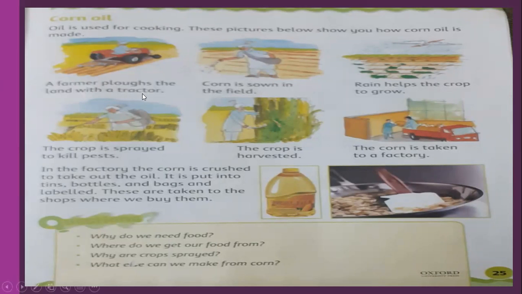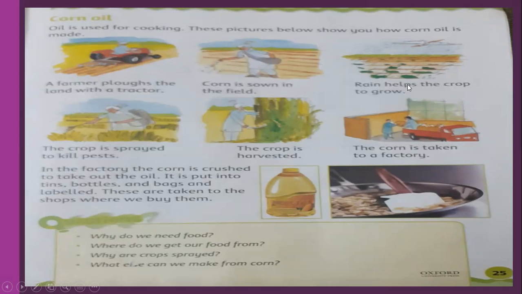But from the corn, we get the oil. Let's read. Oil is used for cooking. These pictures below show you how corn oil is made. Look, as I have shown you in the previous pictures, this is the field of corn. A farmer plows the land with a tractor. First, by the tractor, the field is plowed. Then what happened? Corn is sown in the field. This farmer throws the seeds of corn on the plowed field.